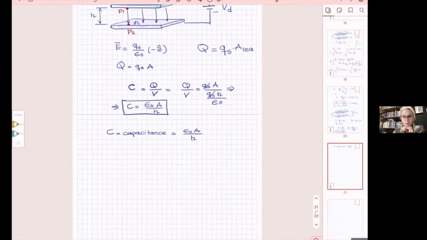What are the units of epsilon naught? Farads per meter, unit length. Do you remember that? So here, what do you have on the capacitance? You have epsilon naught in farads per meter. A, which is the area, will be meters squared. And then h, which is the length, is going to be meters. So what is the total unit for the capacitance?